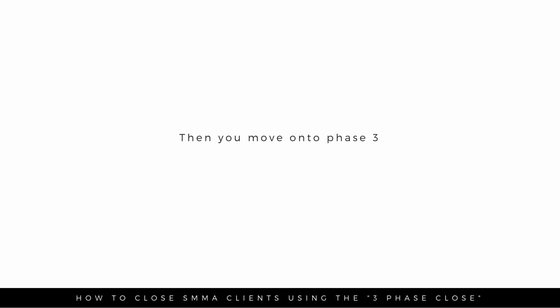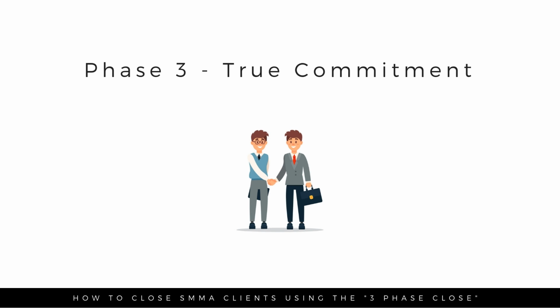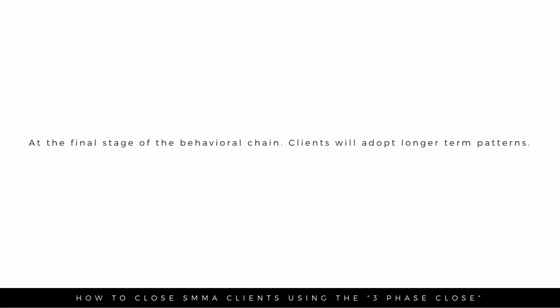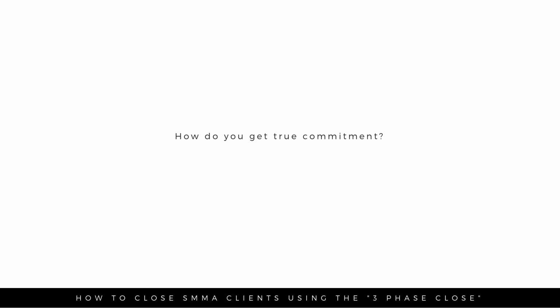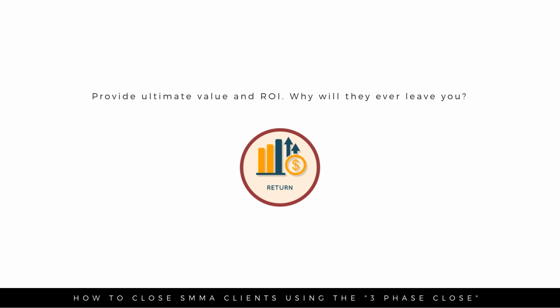Okay, so now you've understood phase 2, which is involvement. Let's go on to phase 3. So what is phase 3? Phase 3 is true commitment. At the final stage of the behavioral chain, clients will adopt longer term patterns. So how do you get true commitment?